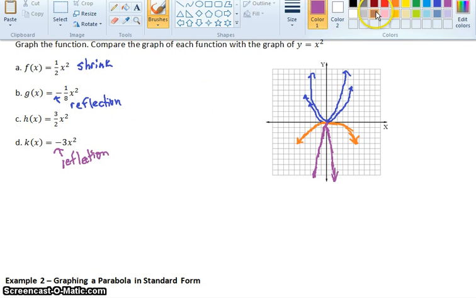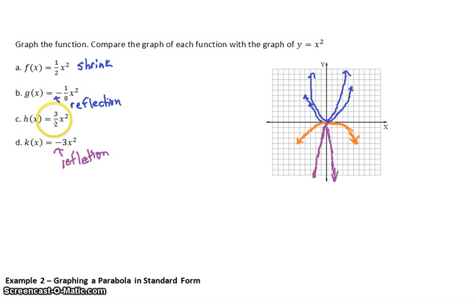Now this last one has a 3/2 in front of it. So we're not reflecting it, but we're making it bigger. So we're actually stretching this graph out by a factor of 3/2. So it's going to be a little bit more steep than the original. Okay, so that's what all these graphs look like. So this is C, here's B, this original one is A here, and here's D.